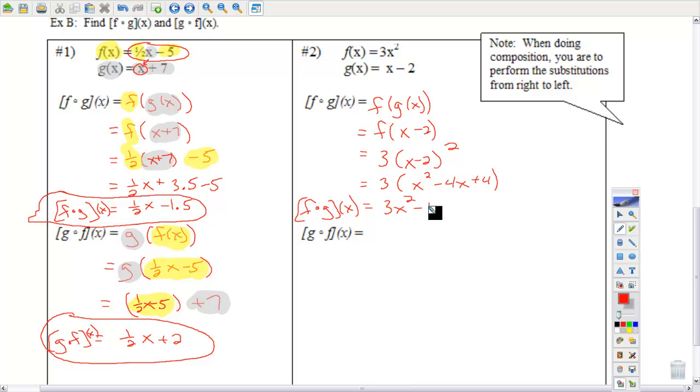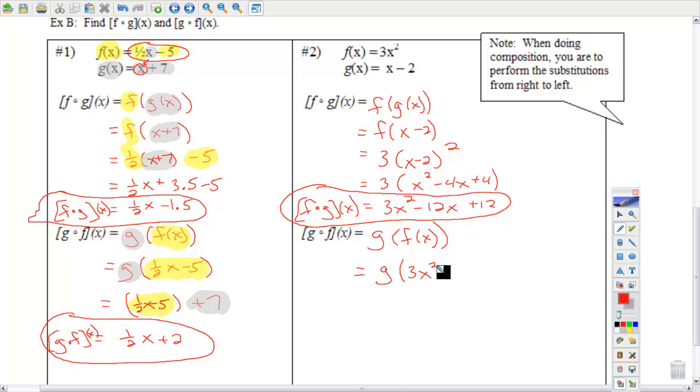We're going to get 3x squared minus 12x plus 12. G of f of x. Well, that means that you're going to put f of x in for all the x's in function g. F of x is 3x squared. So that is x minus 2, which is what g of x is, so it's 3x squared minus 2. There are no like terms. Therefore, this is just 3x squared minus 2.